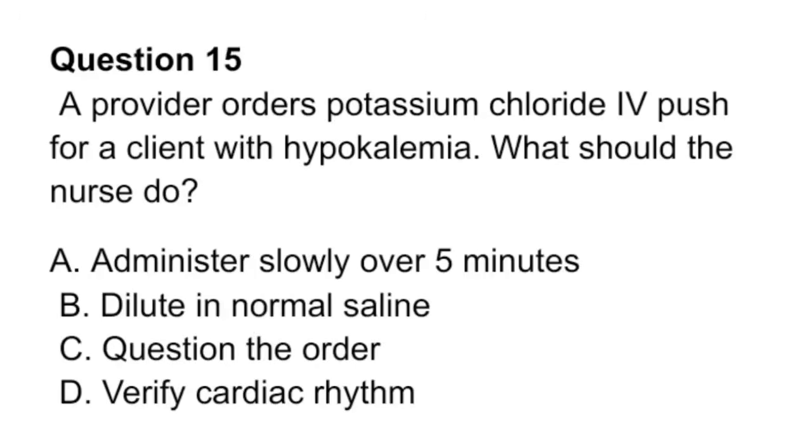Question 15. A provider orders potassium chloride IV push for a client with hypokalemia. What should the nurse do? A. Administer slowly over 5 minutes. B. Dilute in normal saline. C. Question the order. D. Verify cardiac rhythm.